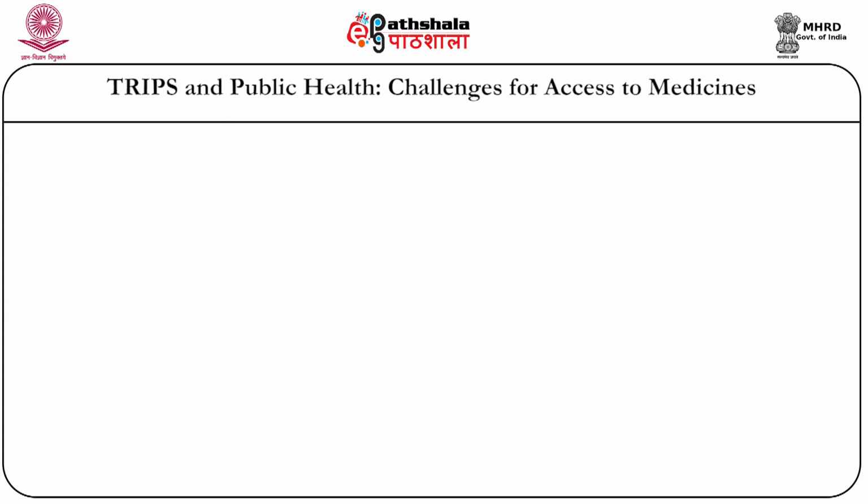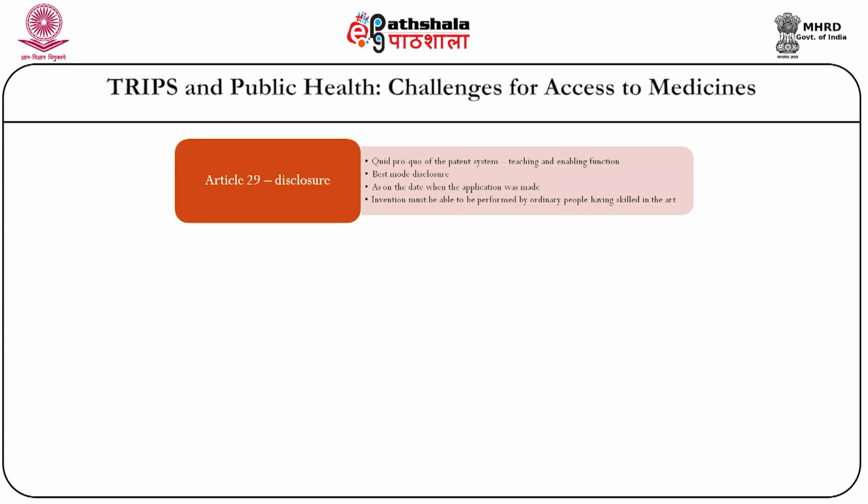We will also look into a bit of disclosure. Disclosure is one of the important functions of the patent system. It is a quid pro quo in the sense that the patent holder is given a limited market exclusivity based on the fact that he discloses his invention to society.